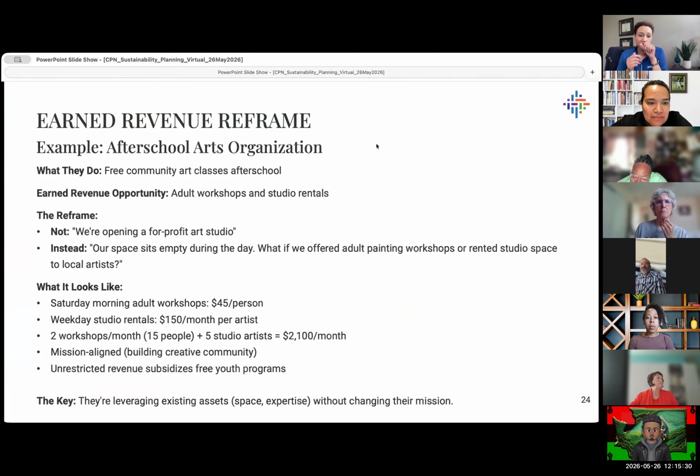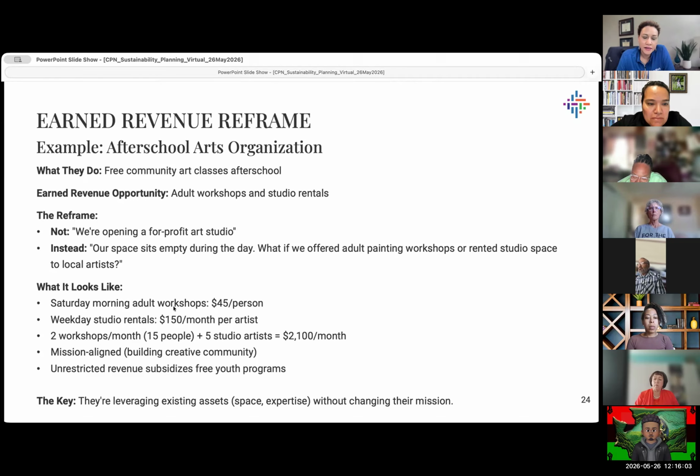So this example, an after-school arts program offered free community arts classes after school to youth in their community. Their earned revenue opportunity was to offer adult workshops and rent out their studios. So the reframe is not that we're going to open a for-profit art studio on the side of the one that we have. It's that our space sits empty during the day. So what if we offered adult painting workshops or rented studio space to local artists?